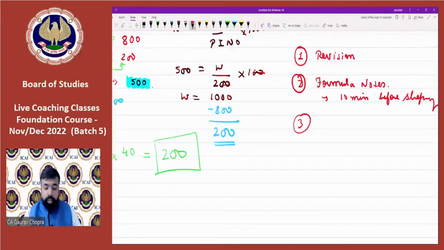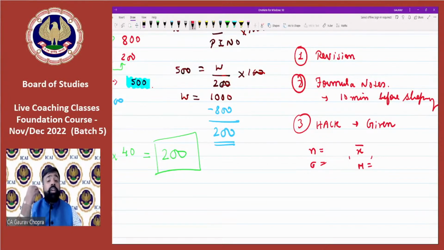And one of the most important hacks to solve the question, especially in statistics, is always write the given figures. Always try to extract what is given in the question. So whether the question is having n, whether it is having mean, median, whatever the question is giving, just extract that thing. Once you extract, you can easily connect that with the formulas, and you can easily apply the formula. So it is one of the most basic and important things to do for solving any question in maths or stats.